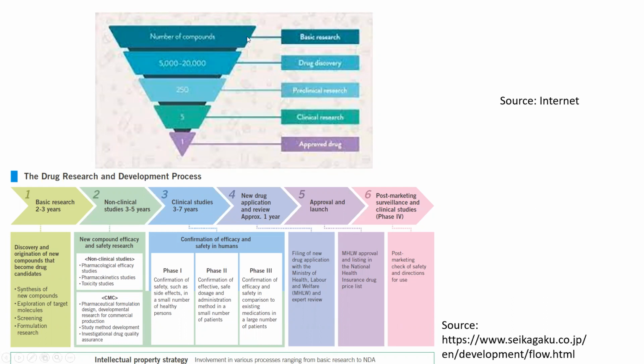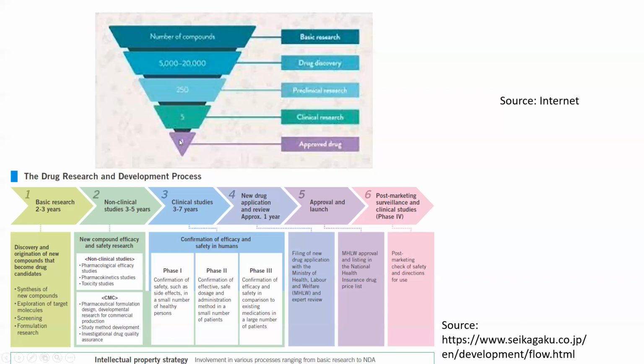After doing some basic research, we have to screen our targets to 5,000 to 20,000 molecules. Then we go to the next stage, called the drug discovery stage. In the drug discovery stage, we get around 250 molecules to the preclinical stage. Among those 250 molecules, after studying the pharmacodynamics and kinetics, we select only 5 molecules for the next stage, the clinical stage or clinical research stage. And of the 5 clinical drugs used in the clinical trials, only 1 gets approved.